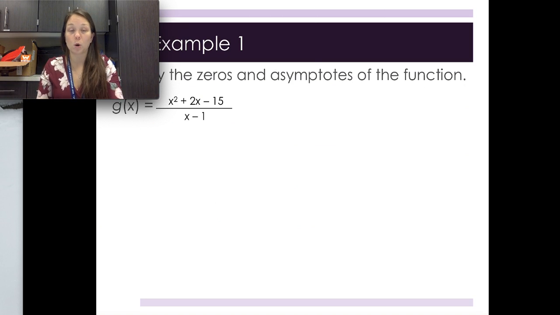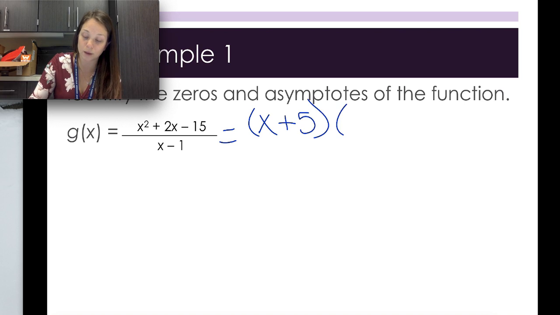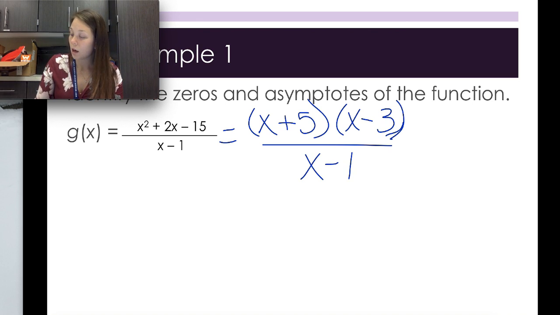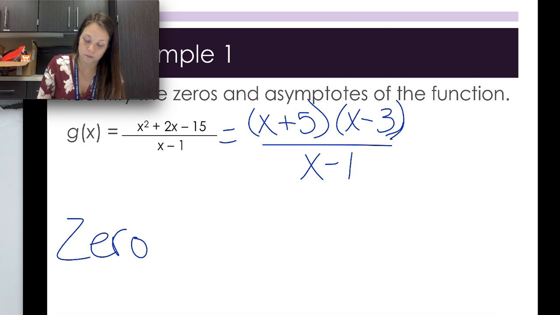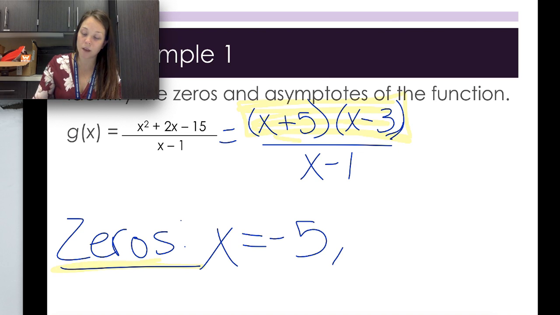The other type of problem we went over in the first part of this lesson was finding zeros and asymptotes of functions that are in this form where you have a polynomial divided by another polynomial. So if we take a look at this, the first thing we want to do, x squared plus 2x minus 15, we want to factor that into x plus 5 and x minus 3. Then the denominator is still x minus 1. That can't be factored. Our zeros, as we learned in the first part of this lesson, come from taking the numerator and solving it for x. So we have two zeros, one at negative 5 and one at positive 3.